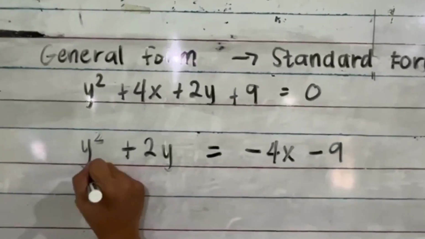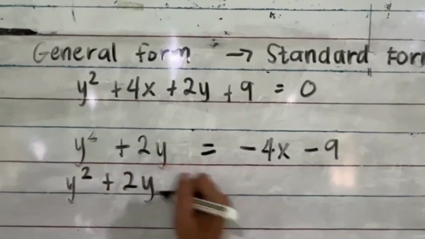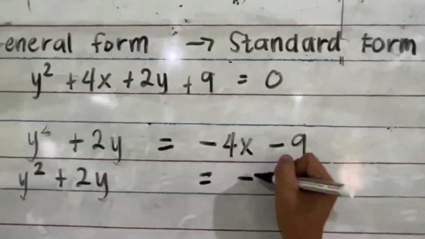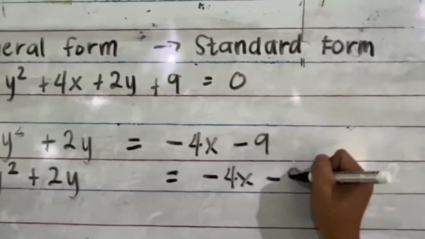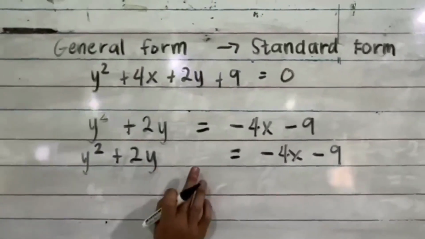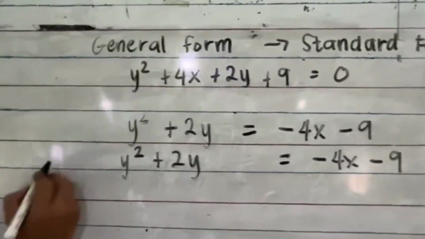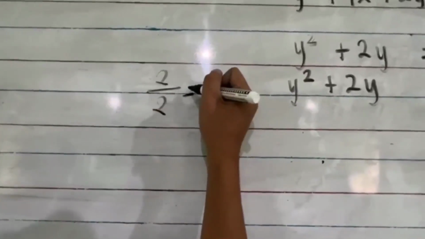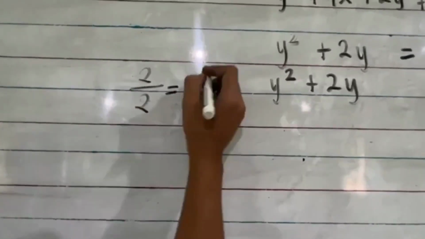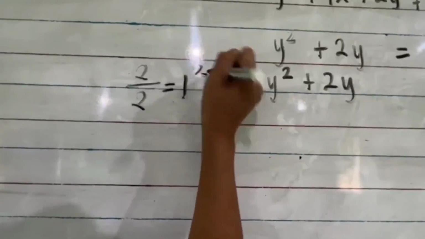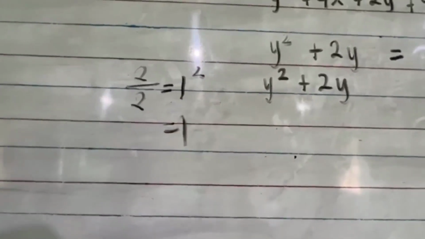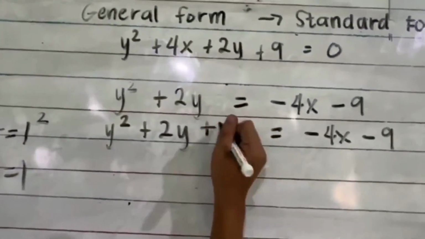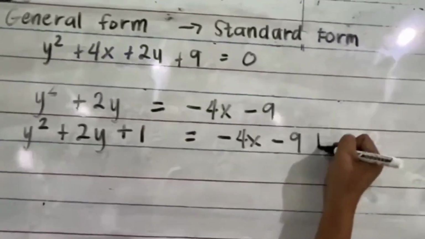Next is we have to find a third number from the y so that later on we can factor the given values. So we have to divide it by 2. So we're going to use the 2 and divide by 2 is equals to 1. And then square it. So 1 squared is equals to 1. So plus 1 and then next to -9.